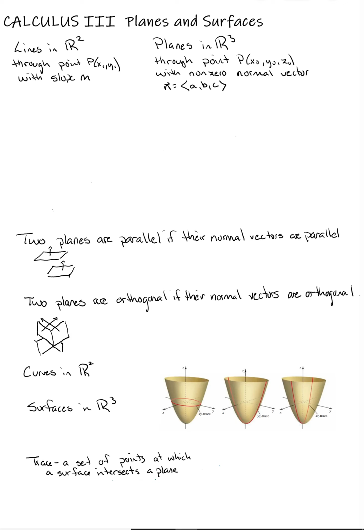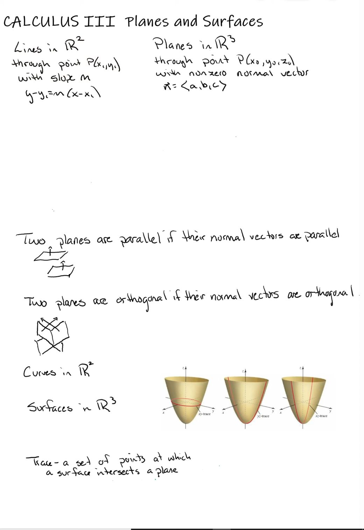I want to talk about planes and surfaces. So back in our 2 space, we can find a line if we're given a point, I'll call it x1, y1, and the slope, we'll call that m. You've probably done this before. We've got the formula y minus y1 is equal to m times x minus x1.